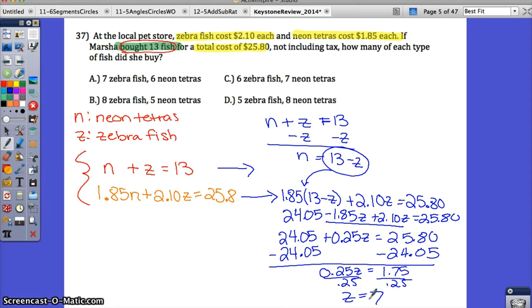Now to find n, just put 7 in right here. What plus 7 equals 13? 13 minus 7 is going to give me 6, so she bought 6 neon tetras and 7 zebrafish. You can always check your answer by plugging these into the equations once you have them written. Correct answer there is A.